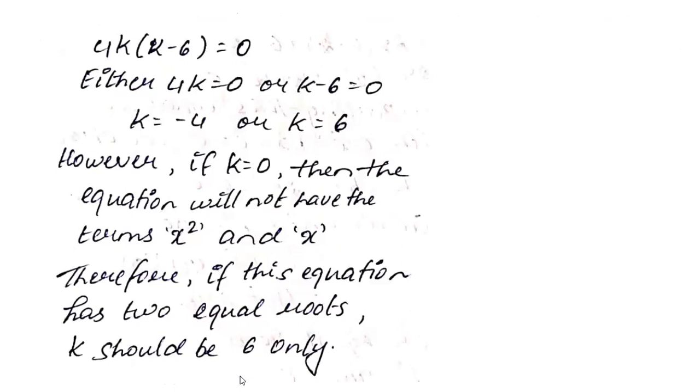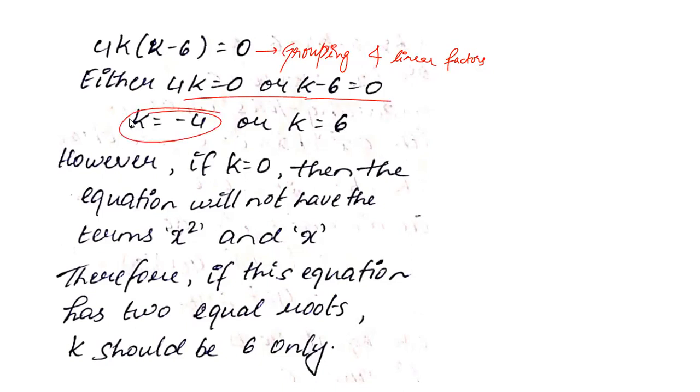Then this step is known as grouping. You have grouped the terms over here. Grouping and the linear factors together. So over here, equate them separately to 0 and find the value of k.